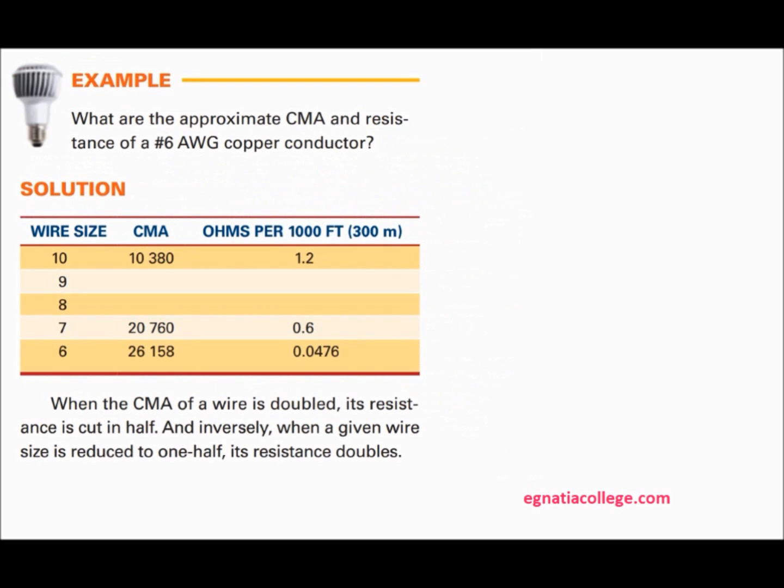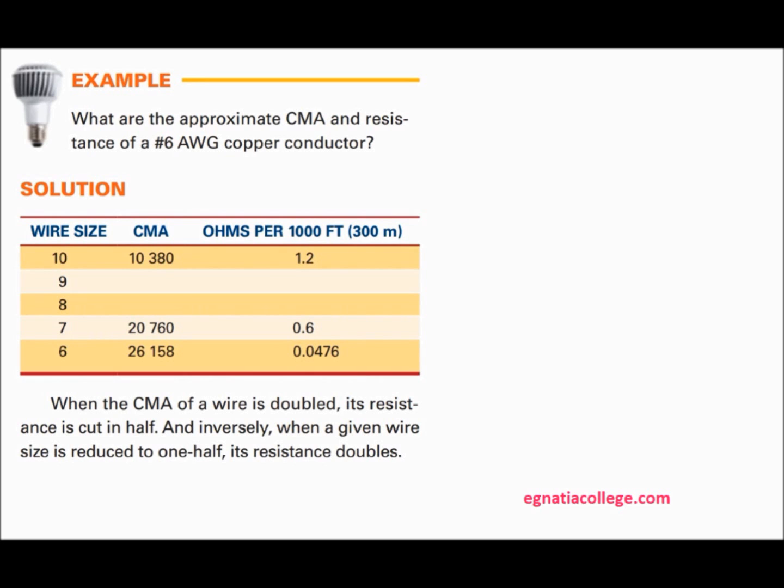Here is one example: what are the approximate CMA and resistance of a number 6 AWG copper conductor? When the CMA of a wire is doubled, its resistance is cut in half. And inversely, when a given wire size is reduced to 1/2, its resistance doubles.